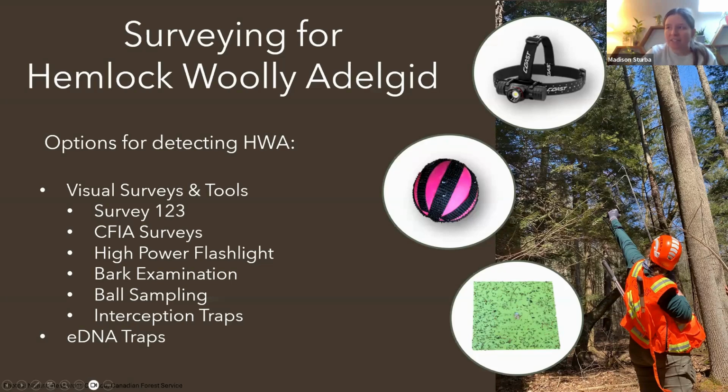These methods have been pretty effective, but they can be pretty time intensive. It takes a lot of time to go around and do all the surveying and figure out where to go. For the ball sampling, for example, they have to do this process several times on the same tree and then move to the next tree and cover as many trees as they can. Because of this, there are researchers that have been working to develop new tools for surveying and finding hemlock woolly adelgid.